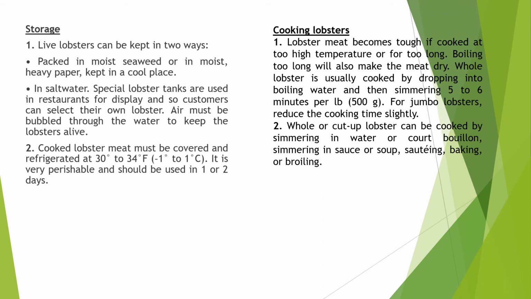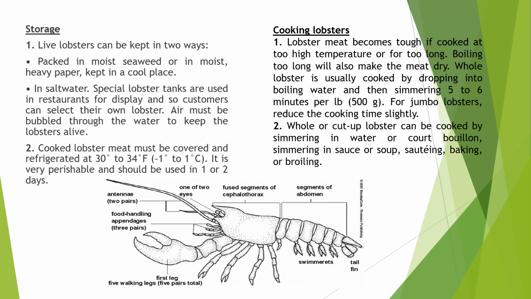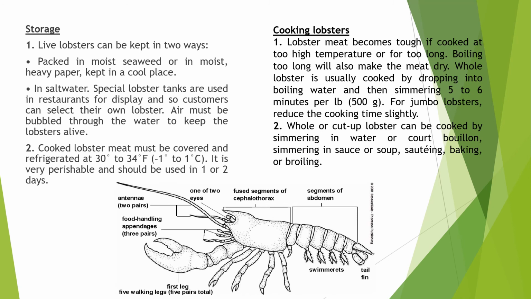Whole or cut up lobster can be cooked by simmering in water or court bouillons, simmering in a sauce or soup, sauteing, baking, or broiling. And over here we have a diagram of a lobster with the labels of its body parts.